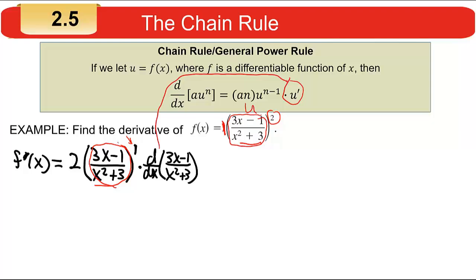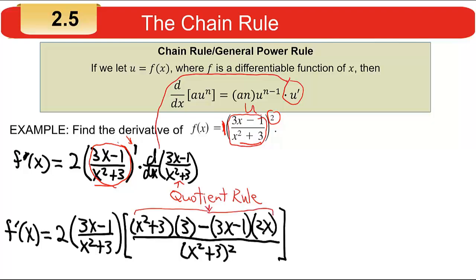But think about it. The base is a fraction or a quotient, so to take the derivative of that quotient, we have to go back and use the quotient rule to take that derivative. So the answer is going to be, just copy this part of it back down again, and then use the quotient rule. The quotient rule is low d high minus high d low over low squared.